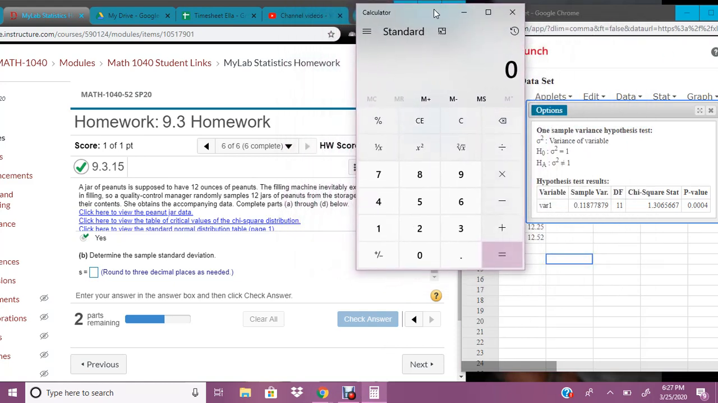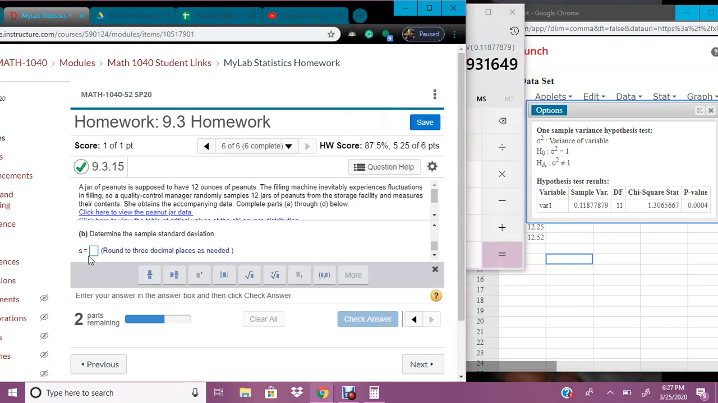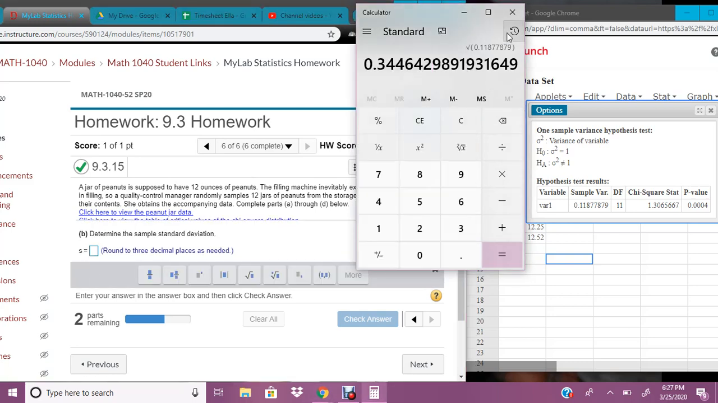So if we remember, the standard deviation equals the square root of the sample variance. And so that's how we can find our standard deviation. So I'm going to type in this number that it gives us, square root it.